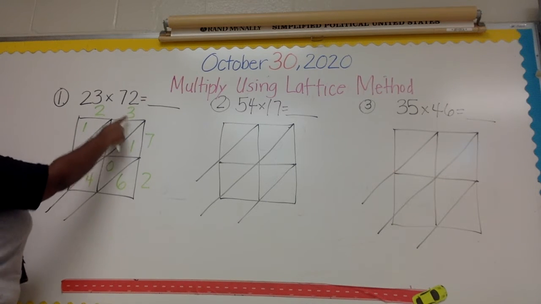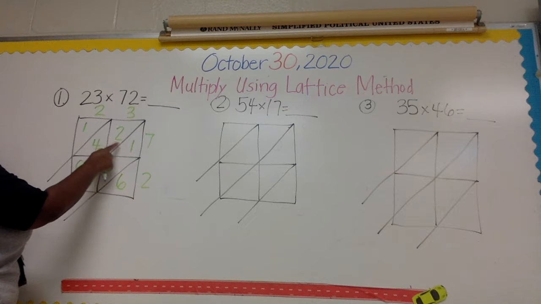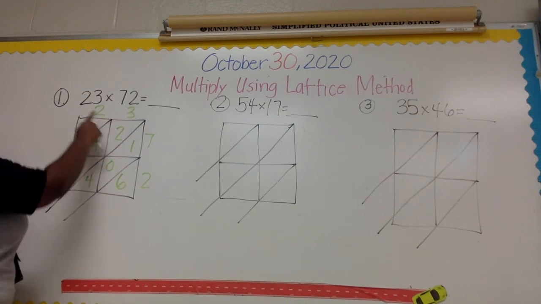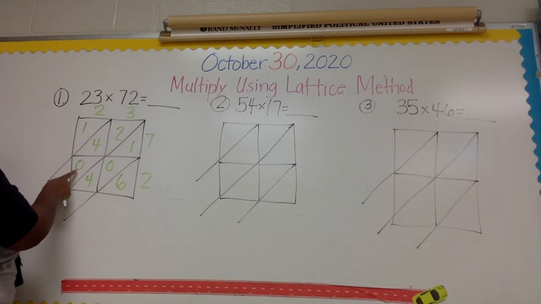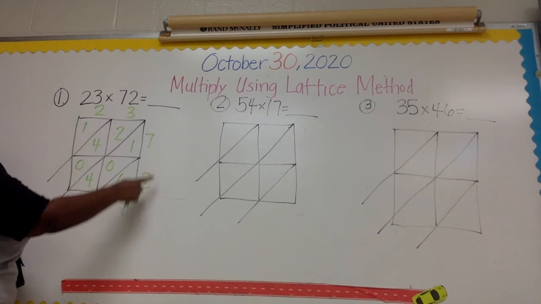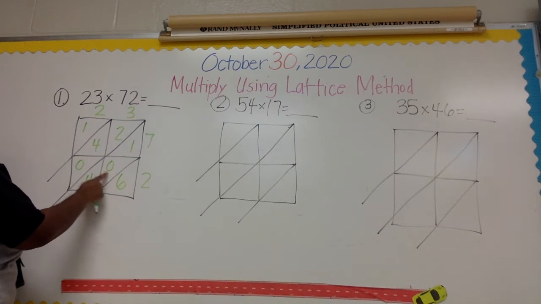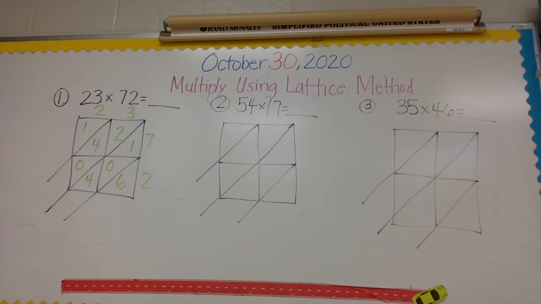We multiplied 3 times 7. I got 21. 2 here and a 1 here. We multiplied 2 times 2. I got 4, so I put a 0 and a 4. And then we multiplied 3 times 2, and I got 6. 0 and a 6 right there, okay?